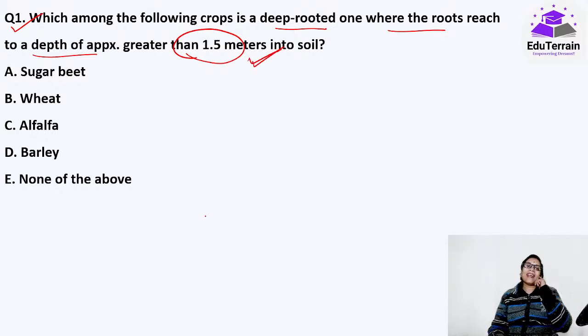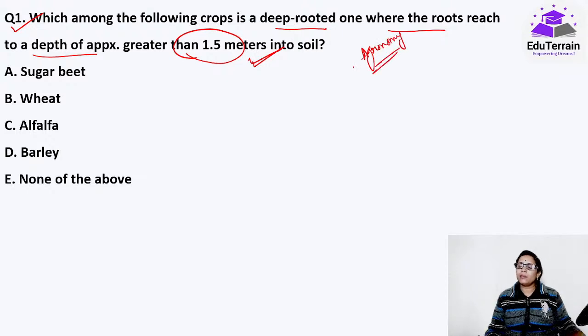Now when we talk about agronomy, let me tell you about the NABARD examination. In the NABARD agriculture part, agriculture and rural development, one of the topics is agronomy. They haven't mentioned much about this particular topic. They simply mention agronomy and its scope. And there is one particular topic under agronomy, the classification of the field crops.